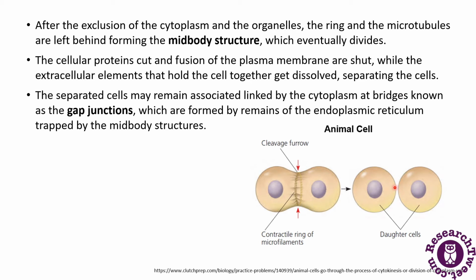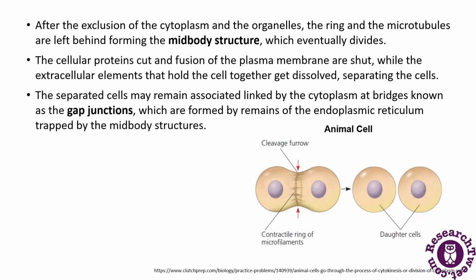What happens is the separated cells remain associated, with the cytoplasm linked by a bridge known as gap junctions. So they remain attached by a bridge known as gap junctions, which are formed by the remains of endoplasmic reticulum trapped in the mid-body structures.